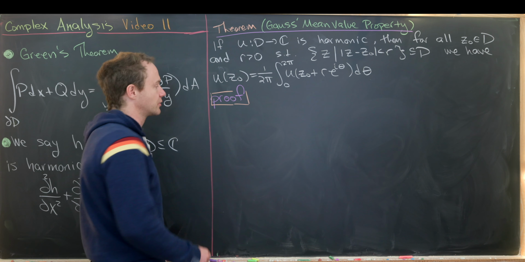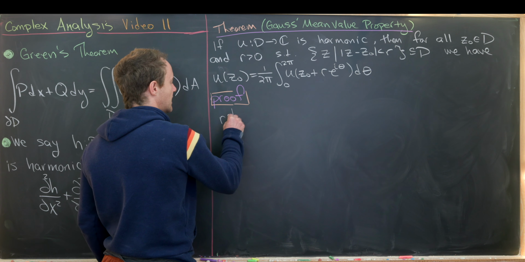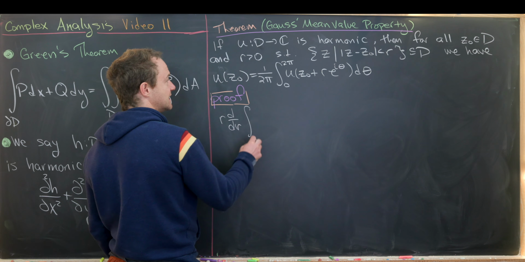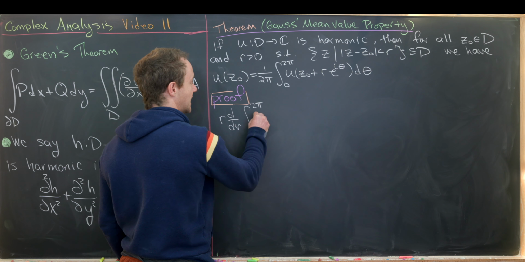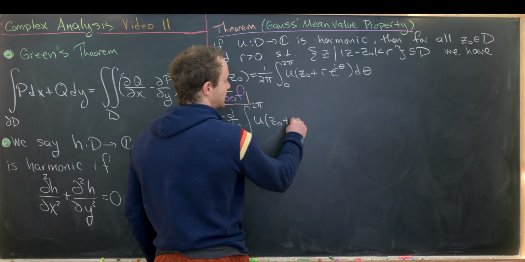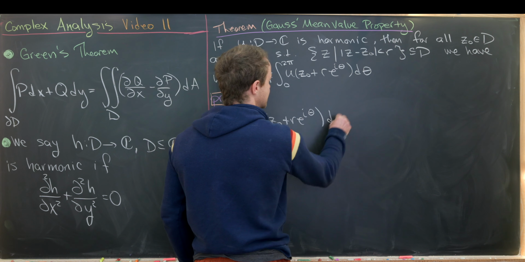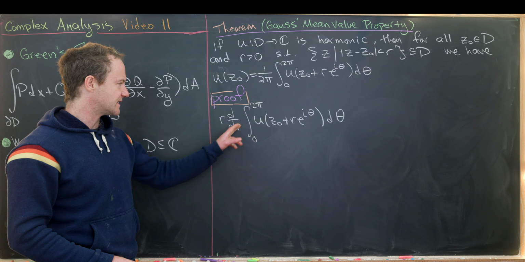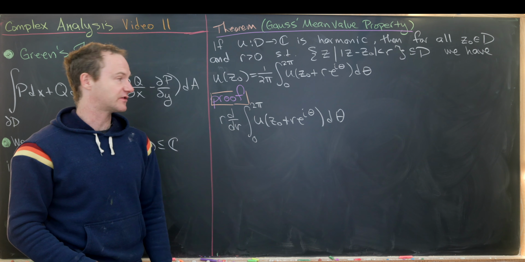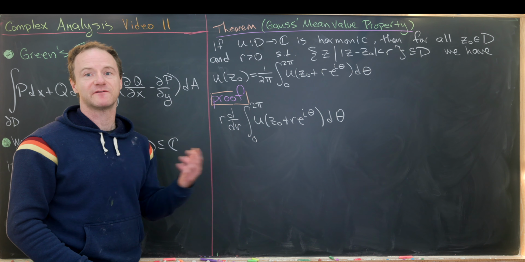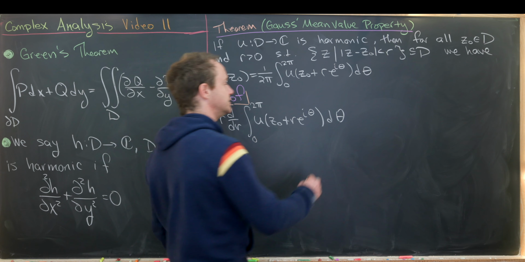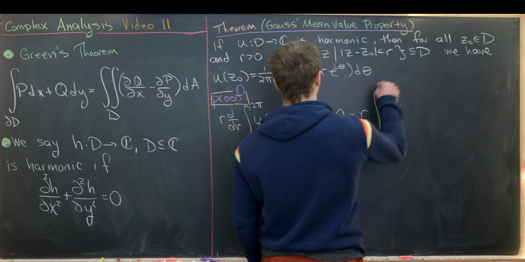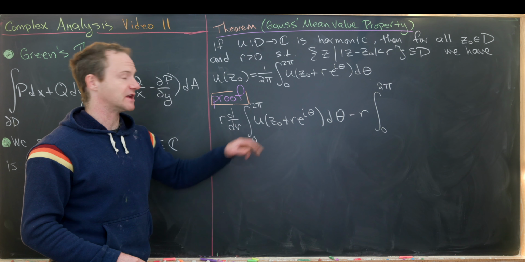So starting with the proof, we'll look at the derivative with respect to r of this guy right here. So that's going to be the integral from 0 to 2 pi of u of z naught plus r e to the i theta d theta. Okay, nice. But now we can bring this d by dr inside of the integral, and we're allowed to do that based on the fact that u is harmonic. Okay, so let's do that. That's going to give us the integral from 0 to 2 pi of the derivative of this guy right here with respect to r.